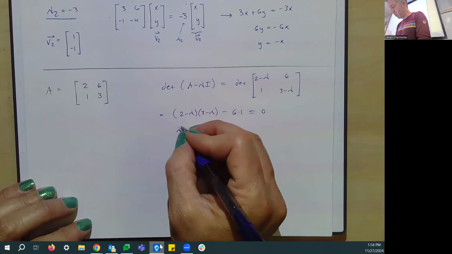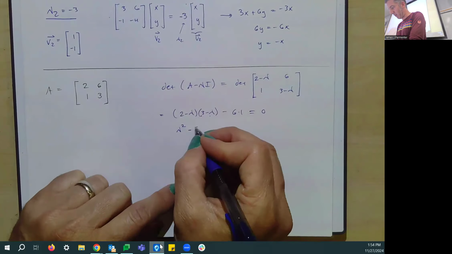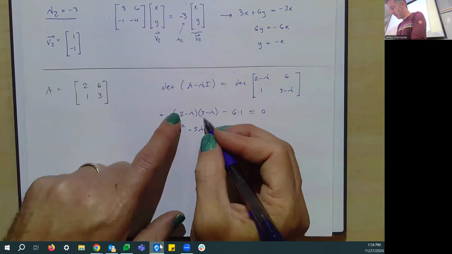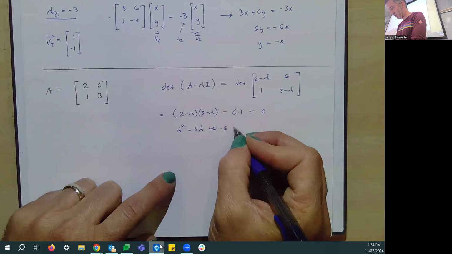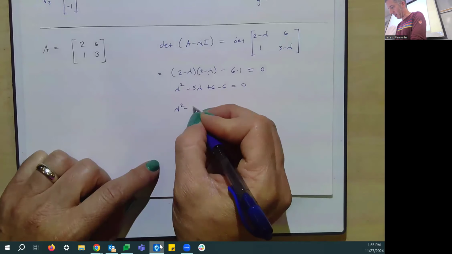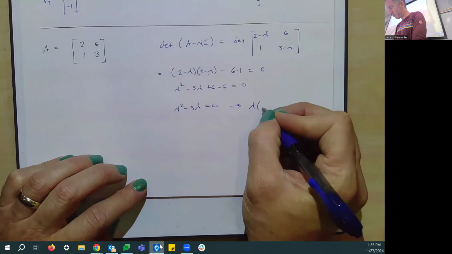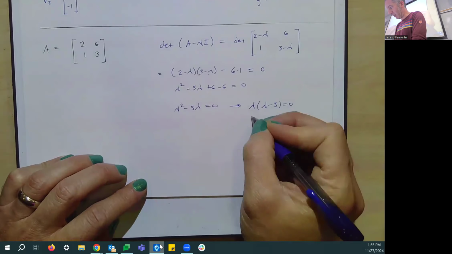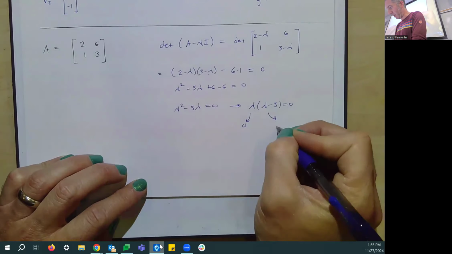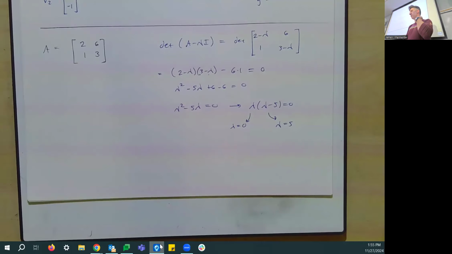And then we multiply this out. We get lambda squared. We get minus 3 lambda, minus 2 lambda for a minus 5 lambda. We get a plus 6 and a minus 6. So that simplifies down further as lambda squared minus 5 lambda equal to 0. Factoring, we get lambda equal to 0 or lambda equal to 5. Both are valid. 0 is kind of weird, but it does come up occasionally.